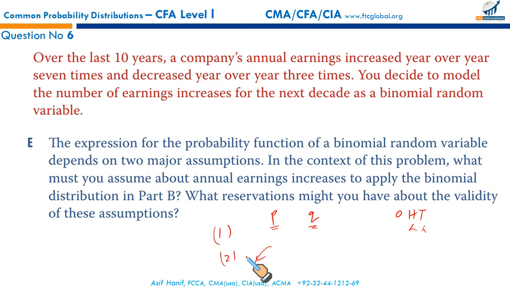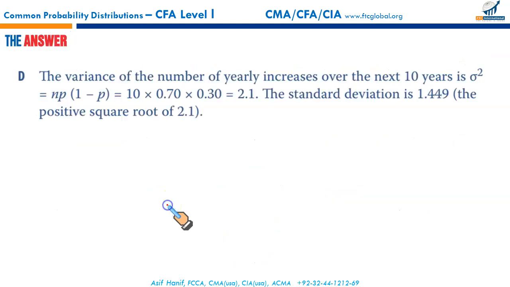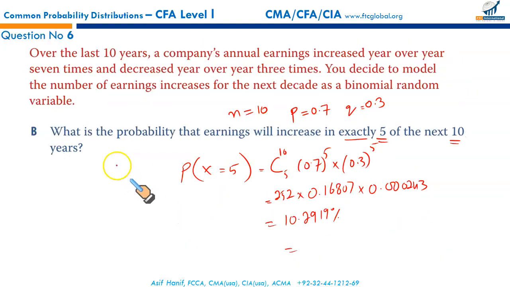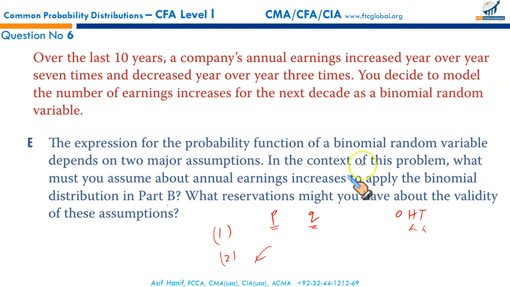Now, here the question says, the expression for the probability function of binomial distributed variable depends on two major assumptions that are discussed. In the context of this problem, what must you assume about annual earnings increases to apply the binomial distribution in part B? And what reservation? This part B: what is the probability that earnings will increase in exactly 5 of the next 10 years? Since we have just agreed that the probability of any subsequent trial is independent of the prior result of the previous trial, hence taking your current year as a base and predicting the returns for the future period, well, that's the violation of the assumption. Past earnings should not help us forecast next year earning using binomial distribution model.